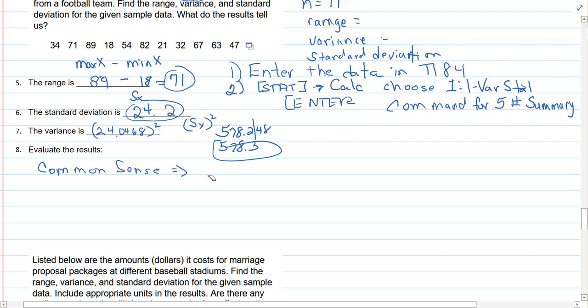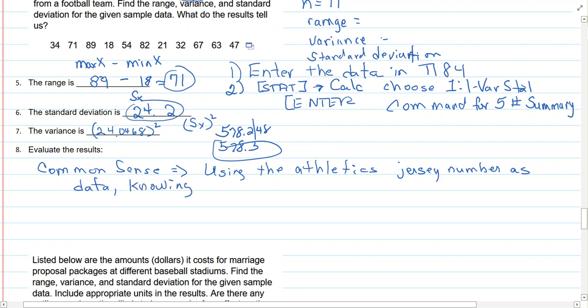Using the athlete's jersey numbers as data, well, actually it is jersey numbers, knowing the numbers are nominal.